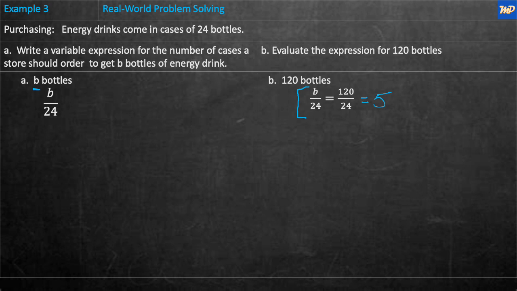And just for your information, if this was 110 bottles, you'd have ended up with a fraction. 24 would not have gone into 110 evenly. So you would have had to order one more case. That's a little tricky. You have to round up so that you can get the few bottles that you missed by the 24. Anyways, just remember that as you're moving forward doing your math.